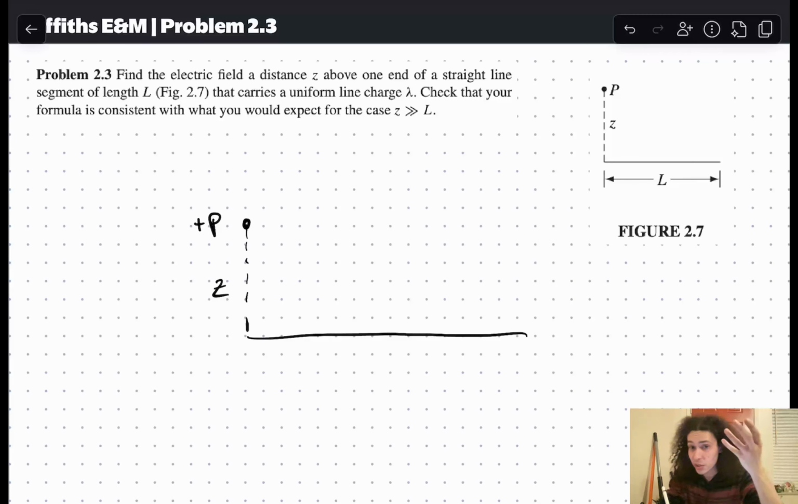Again, even though there isn't a charge there, we assign it to be positive so we can evaluate where the electric field might go, provided there was a positive charge there.